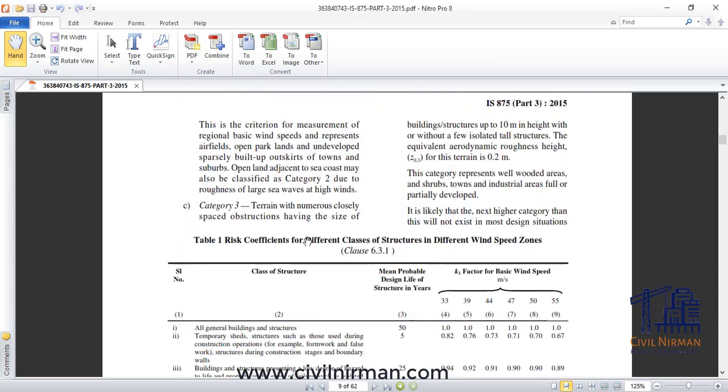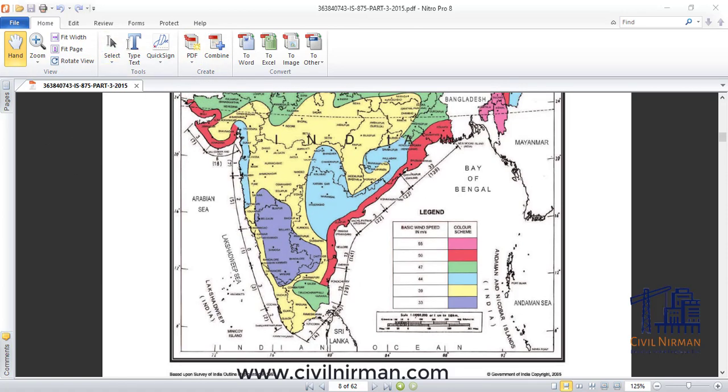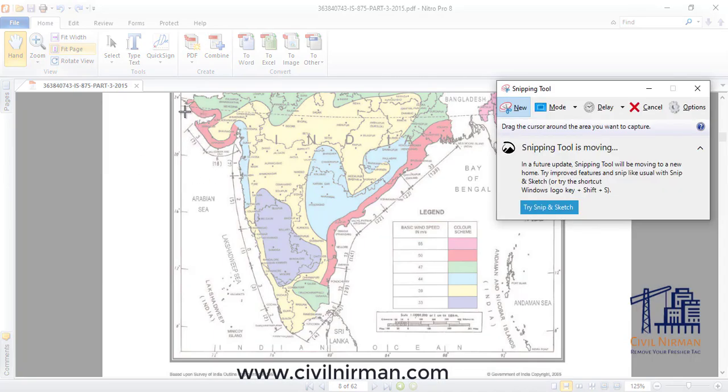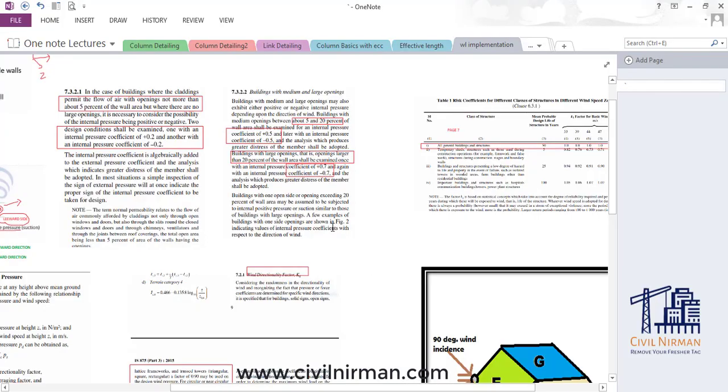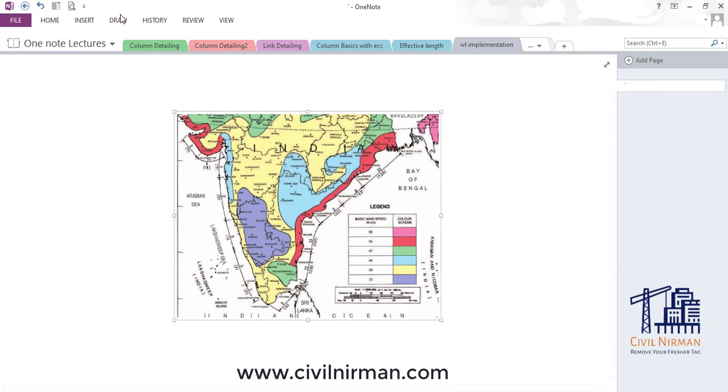So the region that they are talking about is basically this one, from here to here. In this part they are considering the region from your cyclonic edge up to 60 km till Gujarat. So from your cyclonic edge up to 60 km, this will be your cyclonic region.